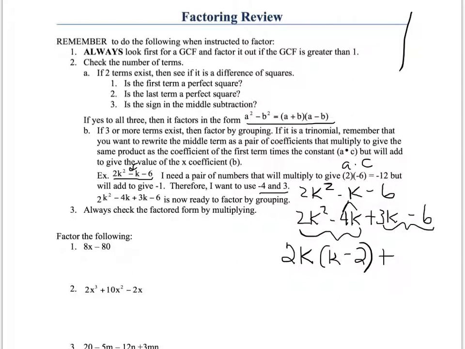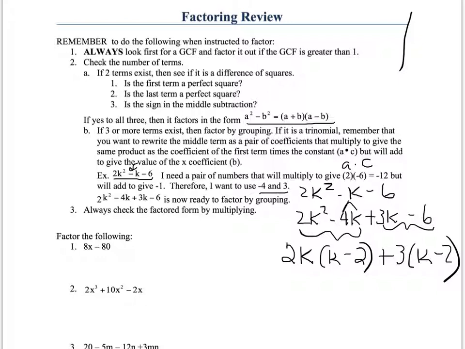Now I can take the GCF of the last pair. So that's going to be 3. Write it down, open a parentheses, and again do backwards distributive property. 3 times what gives me 3k? I need a k. And 3 times negative 2 will give me the minus 6.